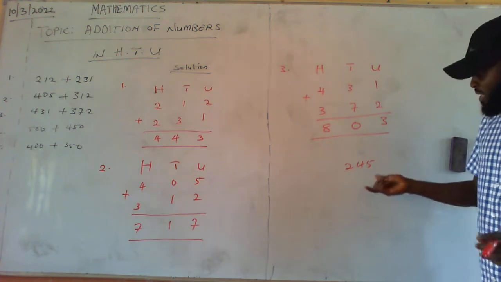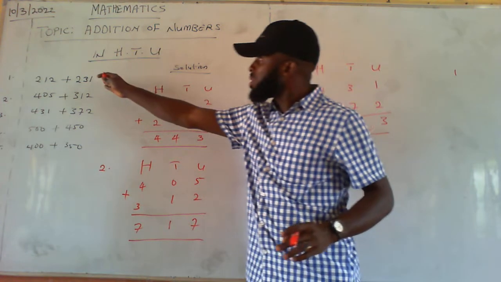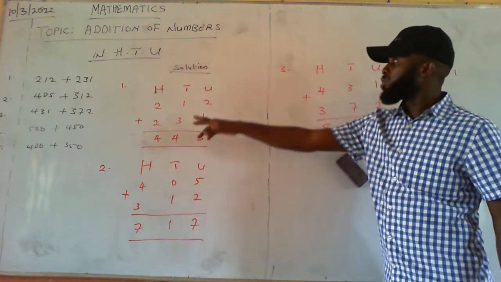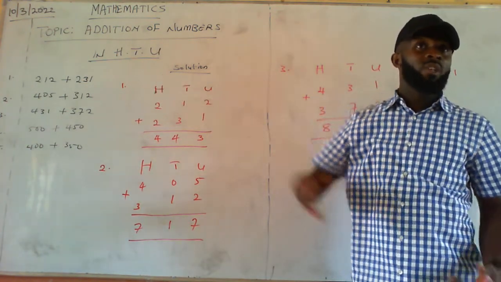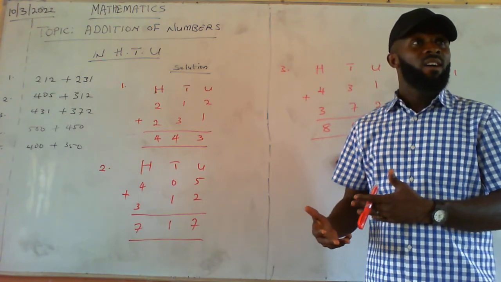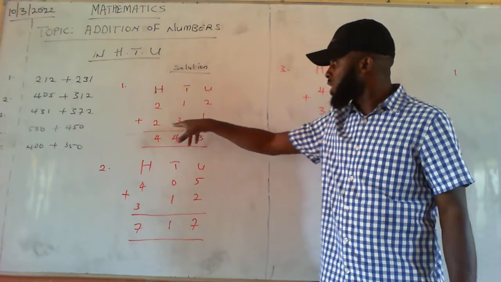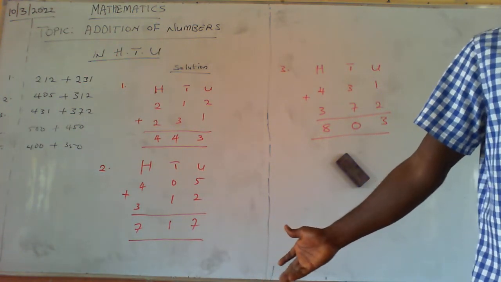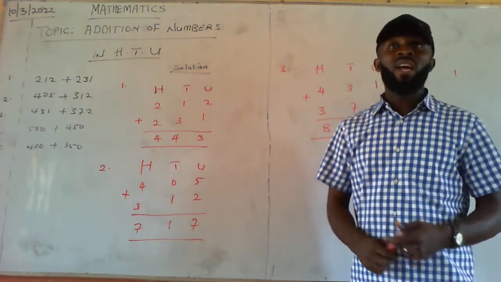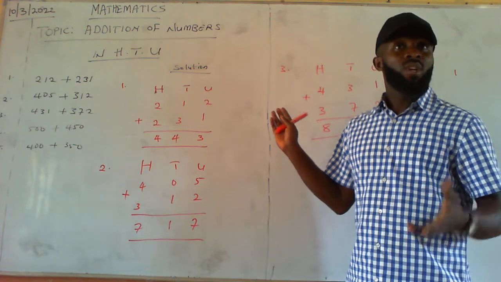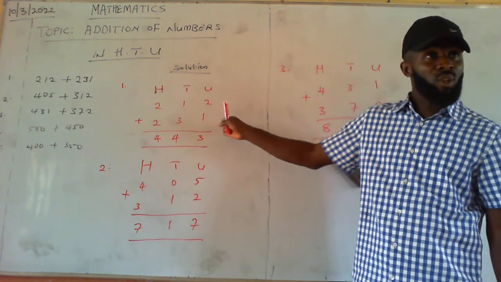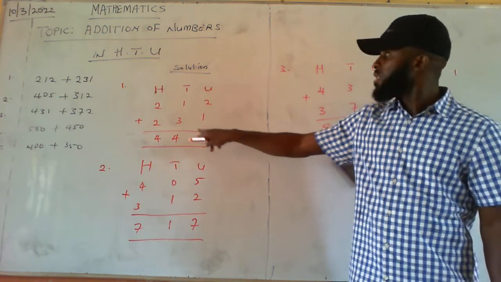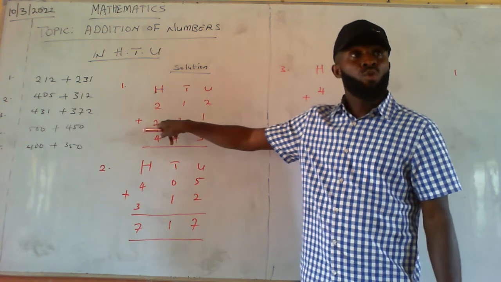So I brought out these examples for them. 212 plus 231. There are 3 numbers and they are in 100. We're doing it in hundreds, tens, and units. We now start the addition. You know how to add. We said that anytime you have to add, you have to start from the right hand side. You can't start addition from this point. You have to start from the units. It moves from right to left. So 2 plus 1, 3. 1 plus 3, 4. 2 plus 2, 4.